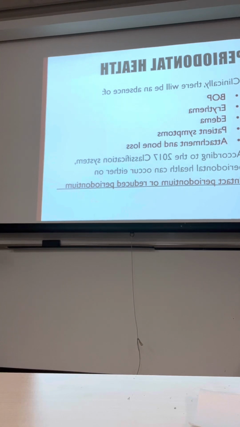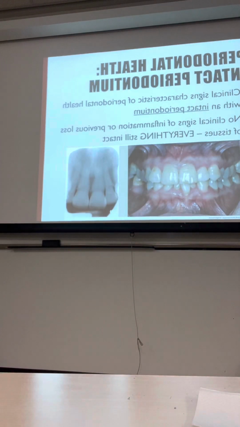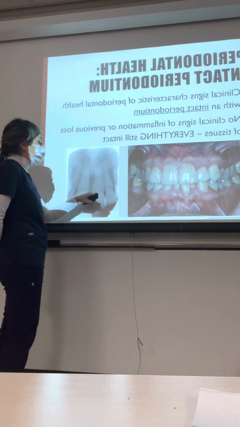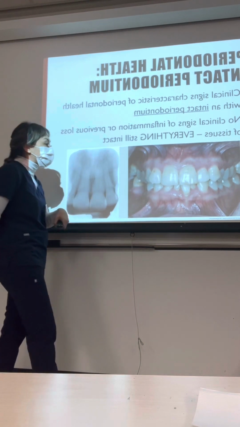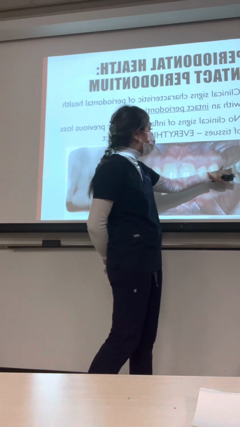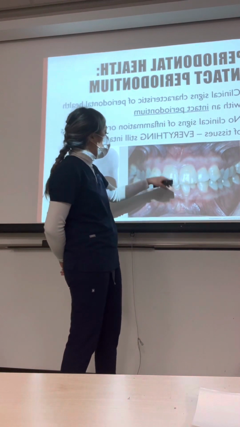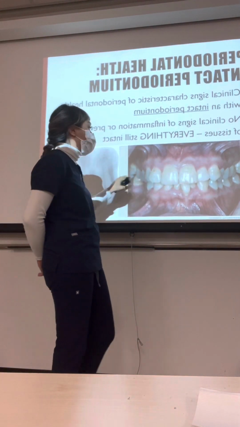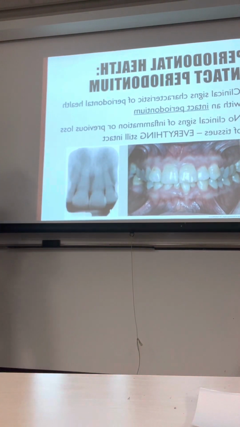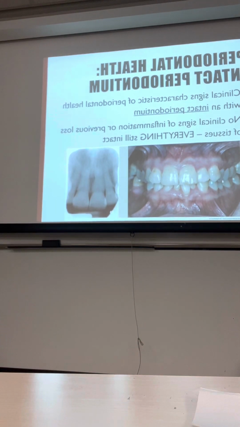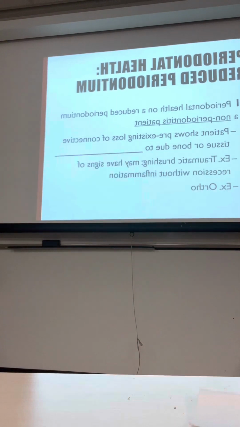Okay, you guys okay here? All right, so we'll start with intact first. Clinical signs characteristic of perio health with intact periodontium. Obviously no inflammation and everything is still intact. Bone looks really good. You have the crestal bone nice and pointy right there. Really no signs of recession, no bone loss, no inflammation. So this would be your textbook health on intact periodontium.